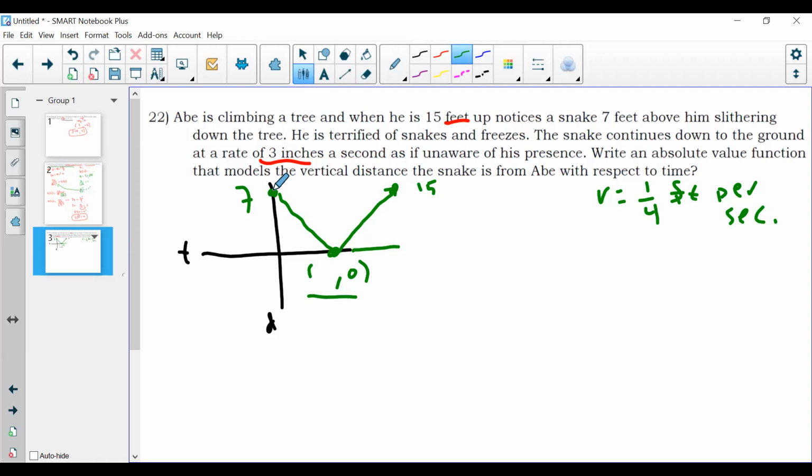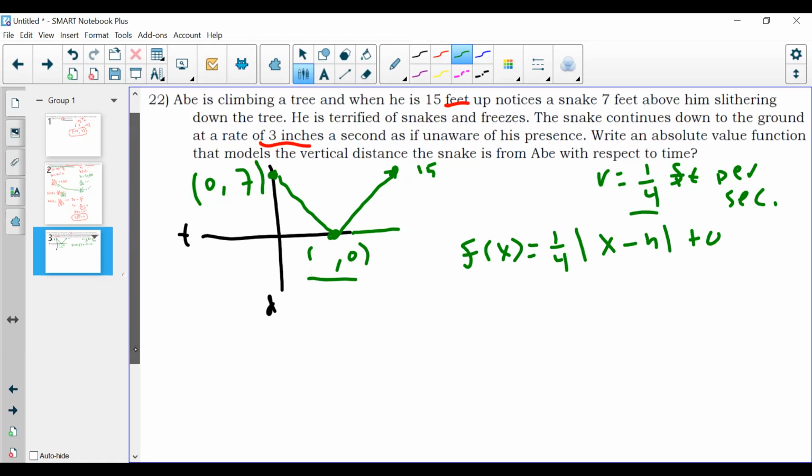So what I know is that he's going at 1/4 a second. So I need to figure out, well, when my y is 0, what is my x going to be? I know I have a 0.07 right here. So my absolute value formula is going to be f of x equals my rate of 1/4. We got that from the r, times the absolute value of x minus some h that we don't know, plus my k value of 0. That kind of just goes away. And what I'm going to do is plug in the 0.07 and figure it out.